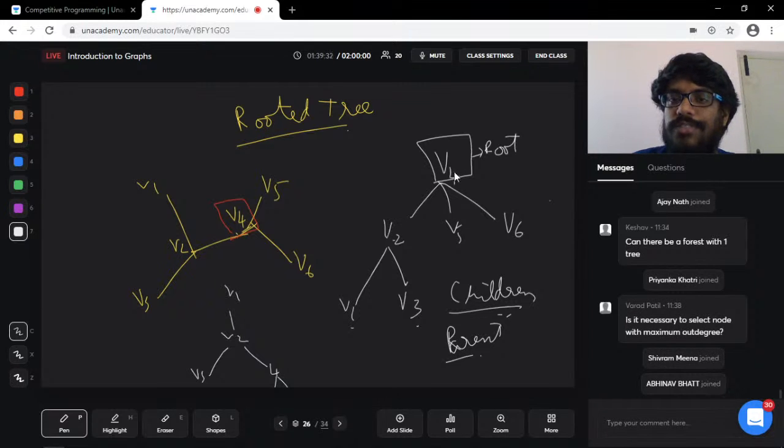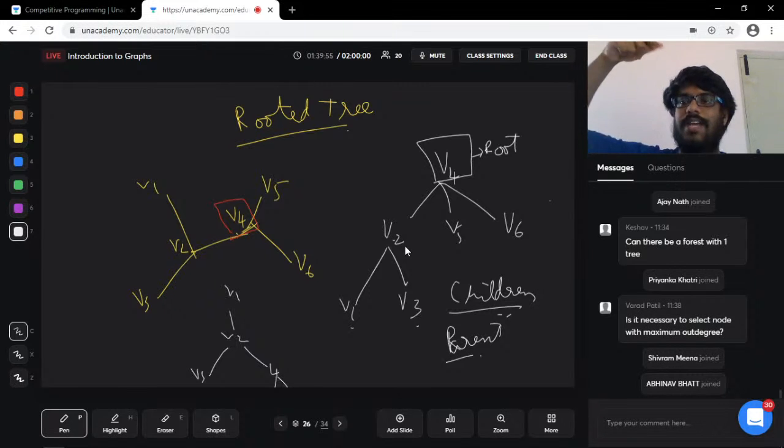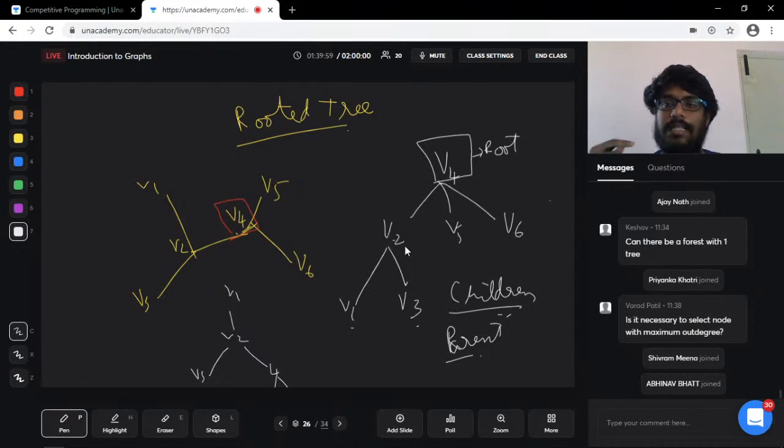v2's parent is v4, v5's parent is v4, v6's parent is v4, v1's parent is v2, v3's parent is v2. Okay, so parent is the vertex just above me, and children are all the vertices beneath me. And it should be clear that every vertex has a single parent except the root. The root doesn't have anything above itself, so there is no parent to the root, but every other vertex has a unique parent, right?